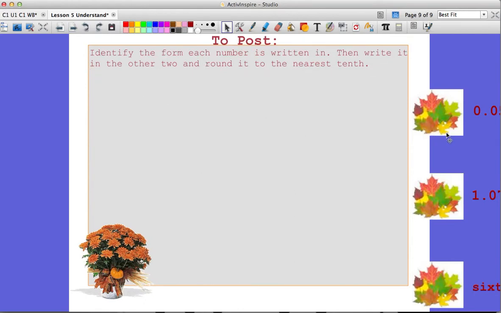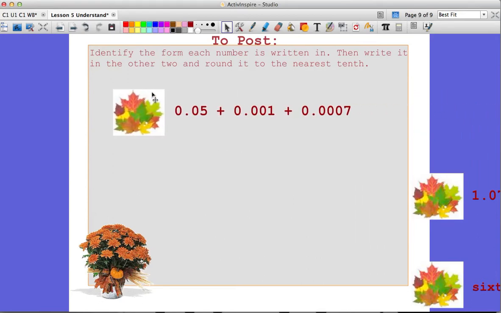To post on Edmodo tonight, I want you to identify the form each number is written in. And I'm going to show you, there are 3 numbers here. I want you to identify each of their forms. And then I want you to write that number in the other 2 forms. And then round it to the nearest tenth. So, for example, you have this number. This number is written in expanded form.